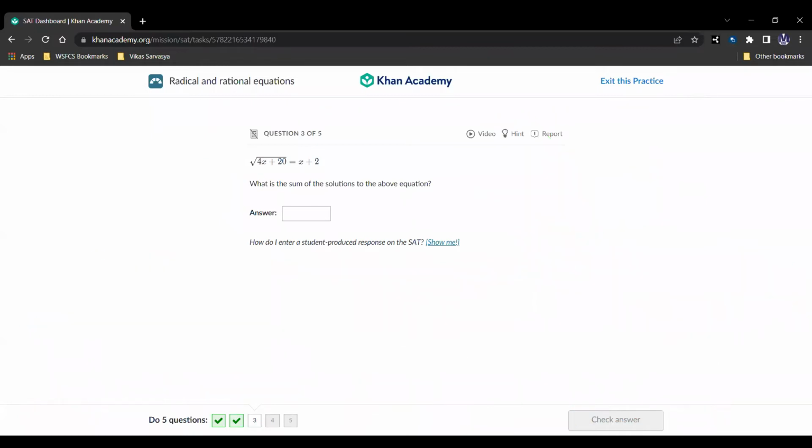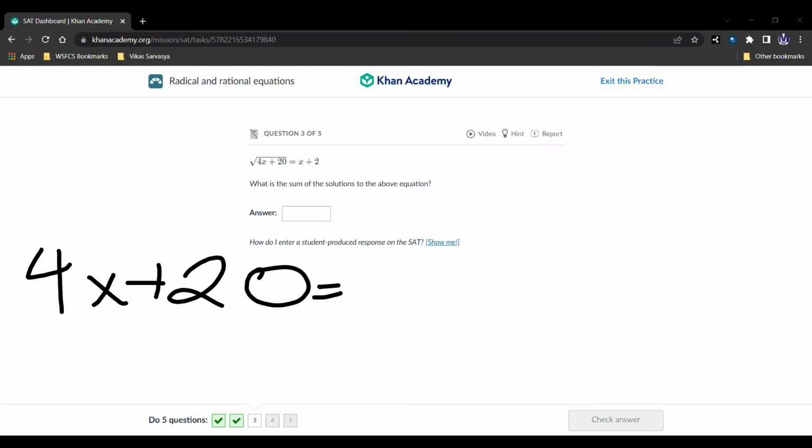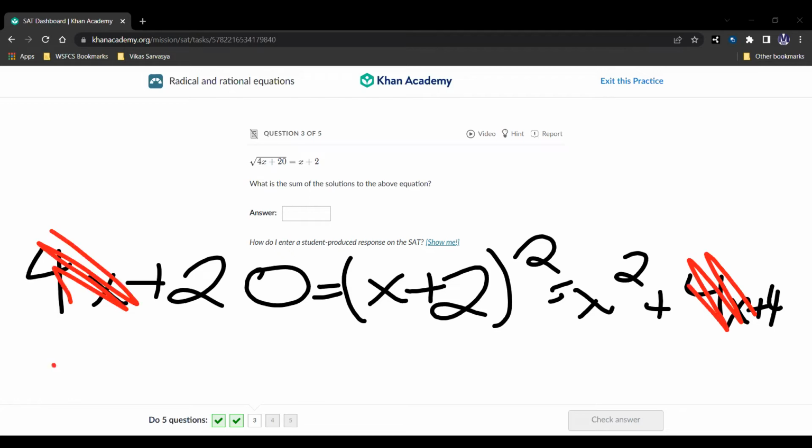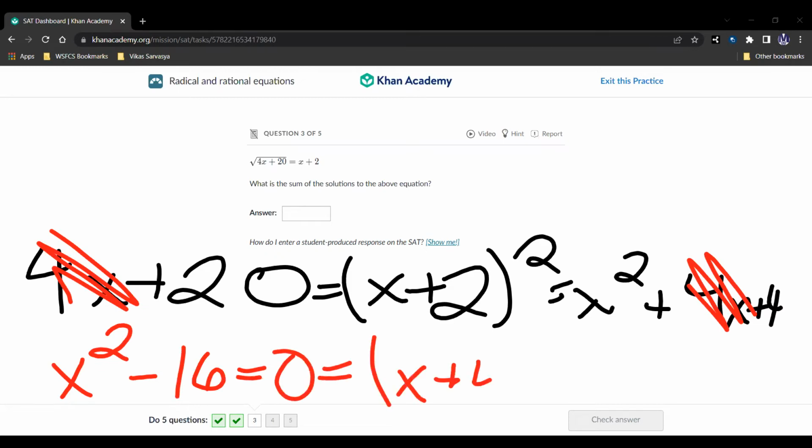Here it is. The square root of 4x plus 20 equals x plus 2. And we do the same thing again. Do this. (x plus 2) squared equals x squared plus 4x plus 4. Right, we subtract off our stuff. This goes away, that goes away. And we get x squared minus 16 equals 0. And this is going to be equal to x plus 4 times x minus 4.